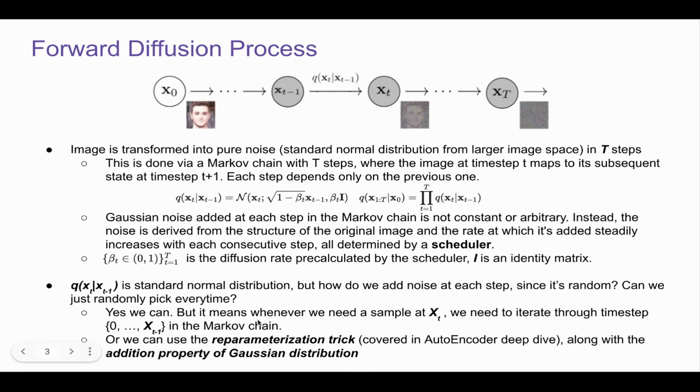Yes, we can, but it means whenever we need a sample at xt, we need to iterate through the timestamps from 0 to xt minus 1 in the Markov chain. And if t is a very large number, this process is so slow. So an alternative is we can use the reparameterization trick. It's also covered in the autoencoder deep dive, along with the addition property of Gaussian distribution.